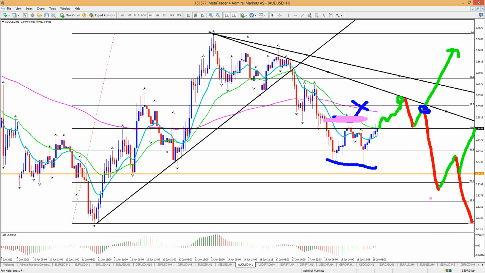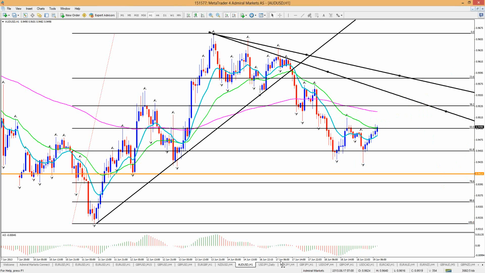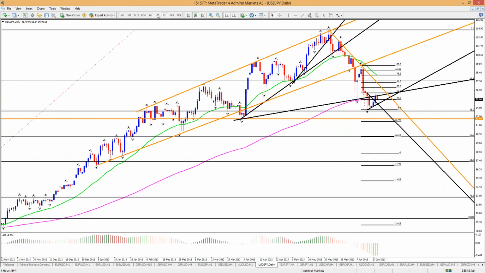And then eventually we'll have the same question when we reach the 786. We'll have the same scenario and decision-making moment. Will we go up for that bigger correction or continue the downtrend? Right? So that's the Aussie. So not interested in the Aussie at the moment, myself. Let's see the yen.